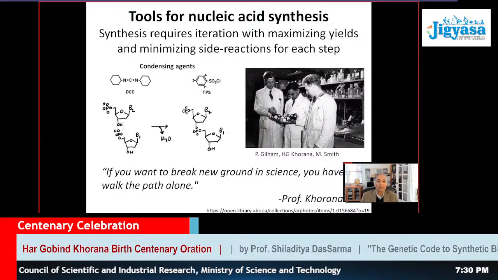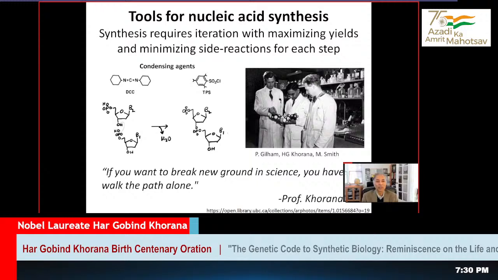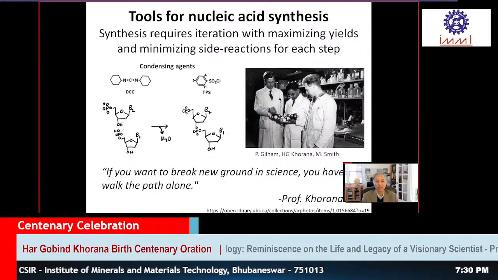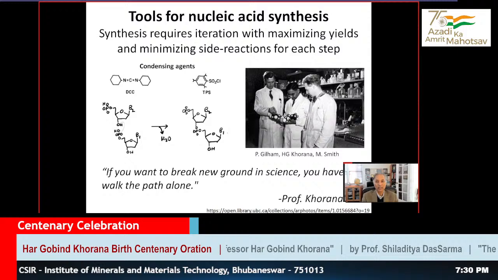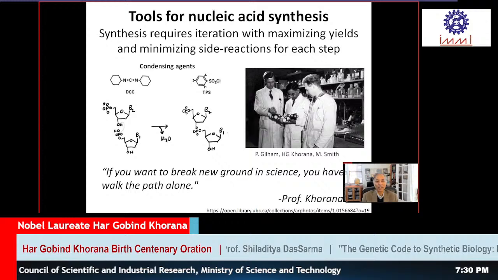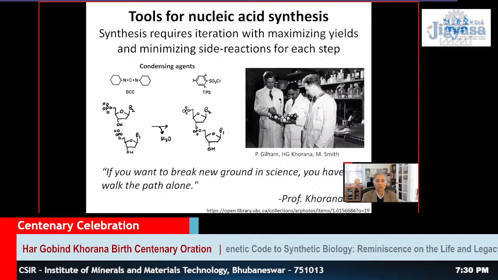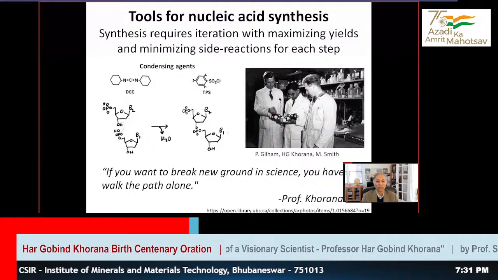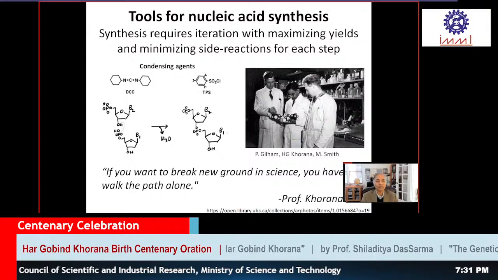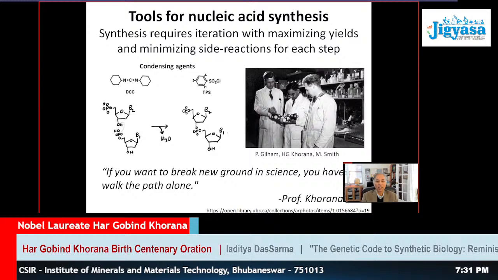The area that Professor Khorana focused on initially was the development of tools for nucleic acid synthesis. And nucleic acids require iterative synthesis. And so with each successive step, the yields have to be as high as possible in order to have a final yield high enough for the experiment to be successful. And also side reactions for each step should be minimized. So he made a decision to use a condensing agent, particularly the one on the left, DCC, dicyclohexyl carbodiimide. And this condensing agent was extremely valuable in his work.